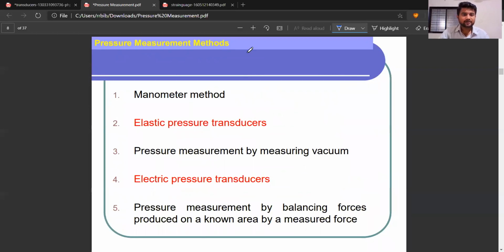There are different pressure measurement methods: the manometer method, elastic pressure transducer, pressure measurement by measuring vacuum, the electric pressure transducer, that is the piezoelectric crystal that we discussed, and pressure measurement by balancing forces produced on a known area by a measured force.